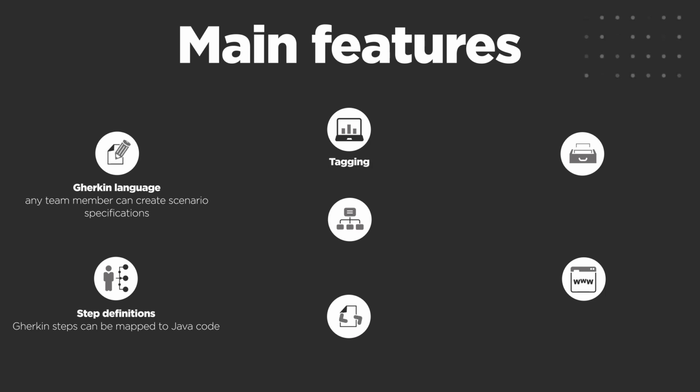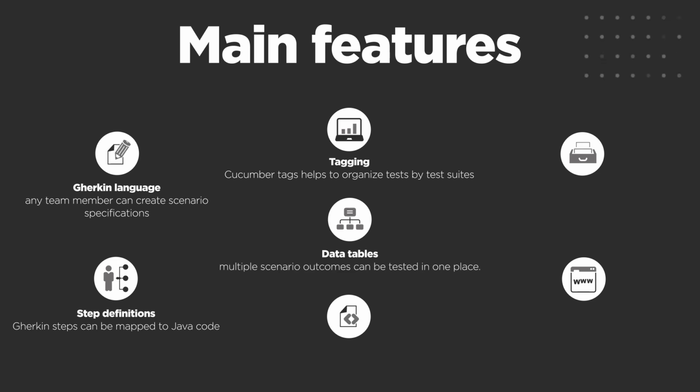The third benefit is tagging. Cucumber allows you to tag scenarios and features, making it easy to organize and execute a specific subset of your test suite. This is particularly useful for running regression tests or testing specific features. The fourth feature of Cucumber is data tables. You can use data tables in scenarios to provide multiple input values and expected outcomes, enhancing test coverage without duplicating scenarios.